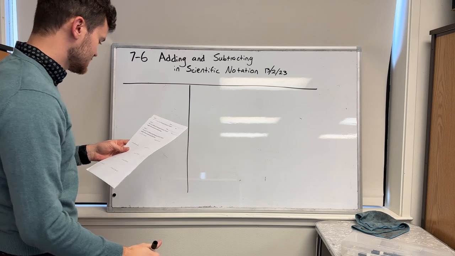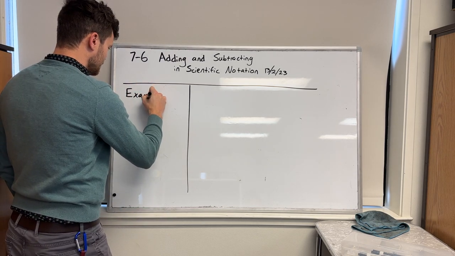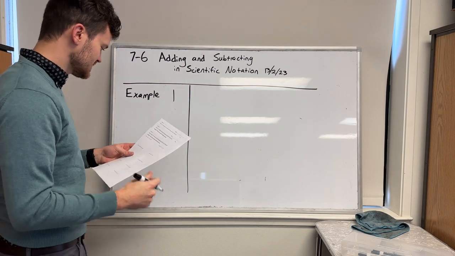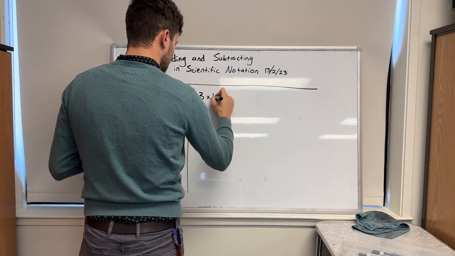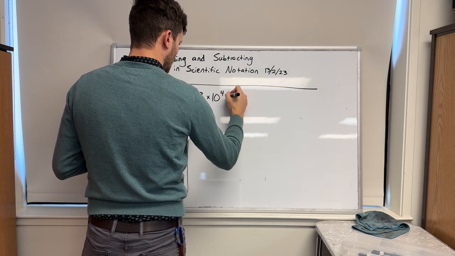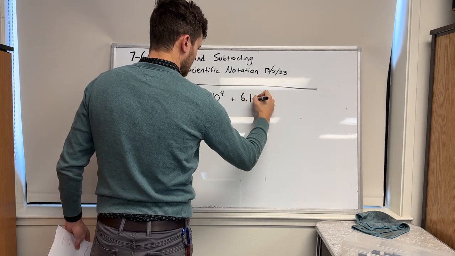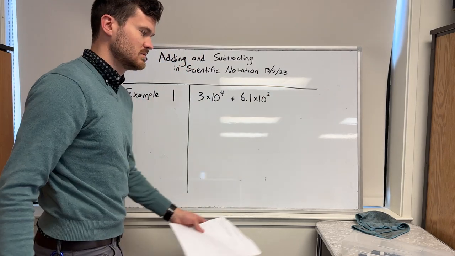So let's just, I think, dive in with an example. Fast way to do this. Example number one. Let's do 3 × 10⁻⁴ + 6.1 × 10⁻².